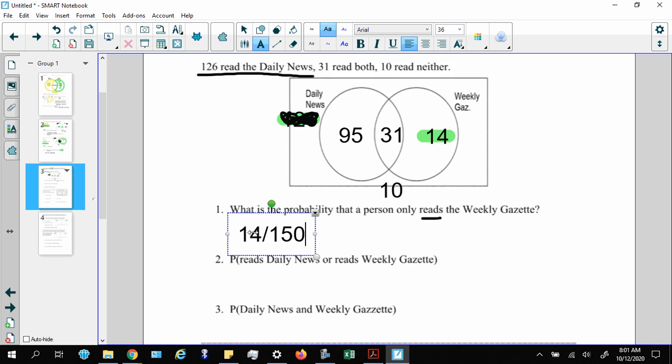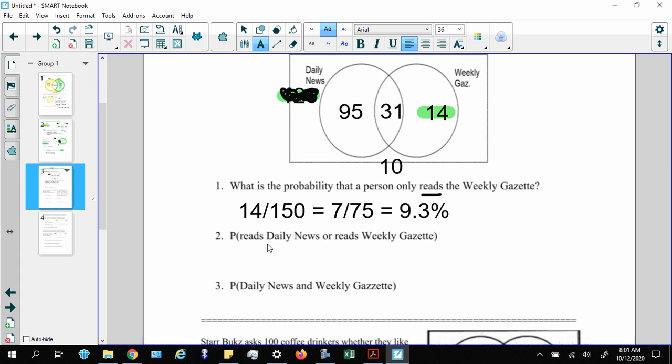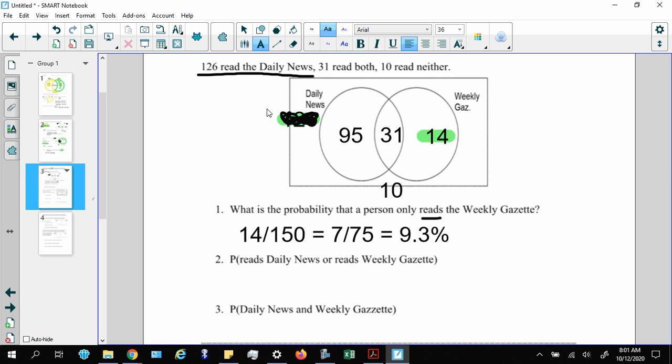Depending on how I ask you to solve for this, I may say give me the fraction, which would be 7 over 75, or I might say, hey, I want a percentage. Of course, each question will tell you exactly how to round. So don't get all freaked out on, do I do a percentage? Do I do a fraction? Don't worry about that. All right. So reads the daily news or reads the Weekly Gazette.